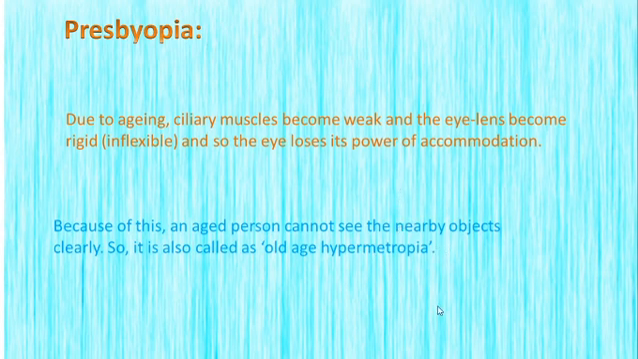The reasons for presbyopia: due to aging, the ciliary muscles become weak and the eye lens becomes rigid, that means inflexible, and so the eye loses its power of accommodation. Because of this, an aged person cannot see nearby objects clearly, so it is also called old age hypermetropia. Some persons may have both defects of vision, myopia as well as hypermetropia. This can be corrected by a bifocal lens.